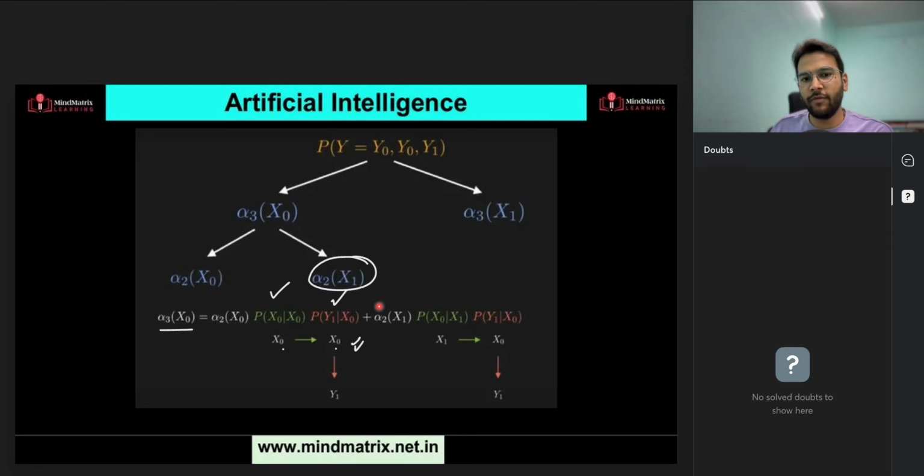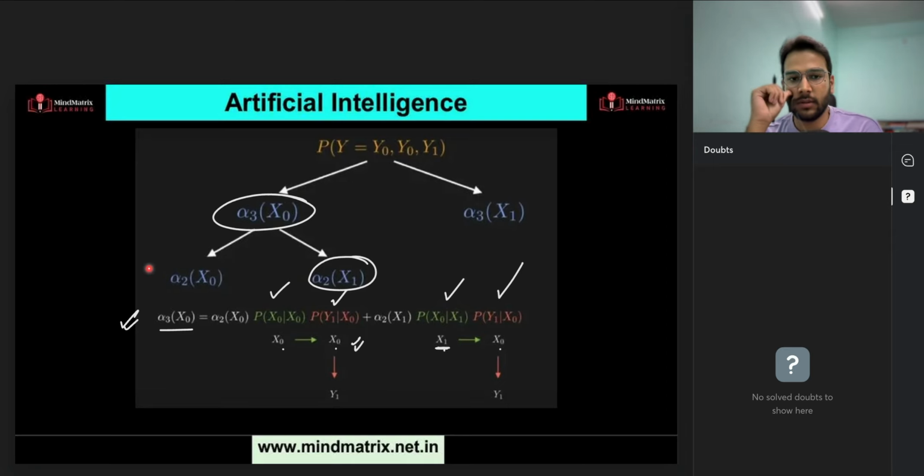plus alpha 2 of x1, because this we are not further dividing so far. So alpha 2 of x1 into, when I say alpha 2 of x1, that means we have assumed that here it is x1. So x0 given x1, y1 given x0. The same thing that we are doing so far. Is this clear? So this is your alpha 3 of x0, this part. This is how you can calculate it. Any doubt, anyone? If you have any doubt, please ask. Clear?